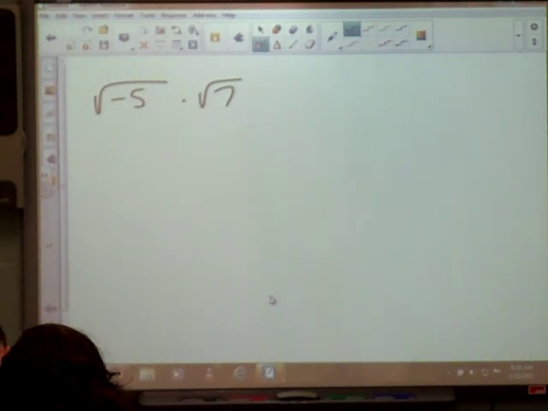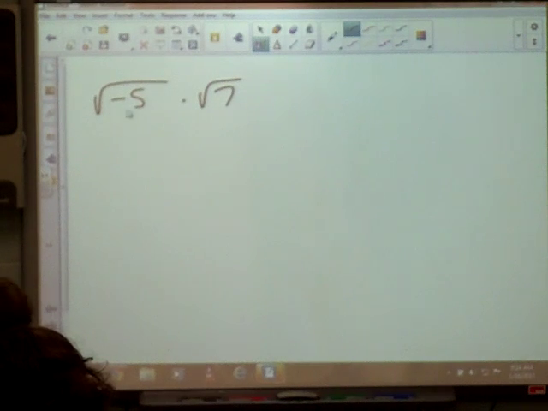Alright, this is a pretty simple one. Square root of -5 times the square root of 7. Okay, just wanted to show you what it'll look like when only one of them has an i. Neither 5 nor 7 breaks down, so that's easy. Square root of the negative there brings the i out, right? But we don't have one over here, so it just stays square root of 7.